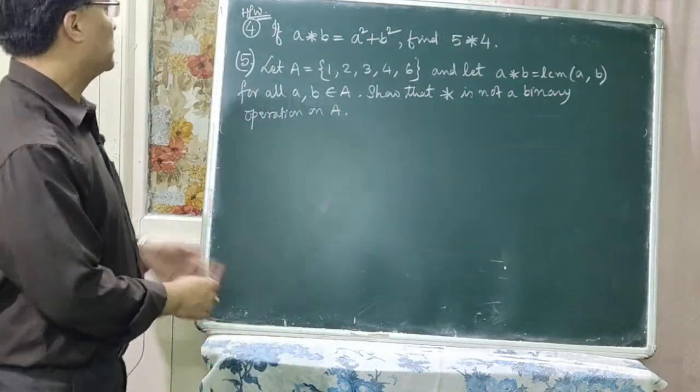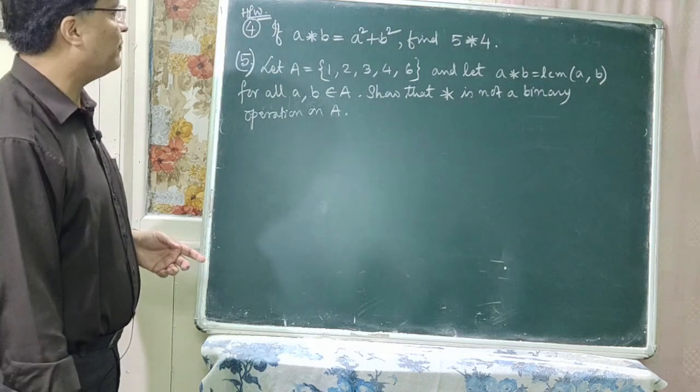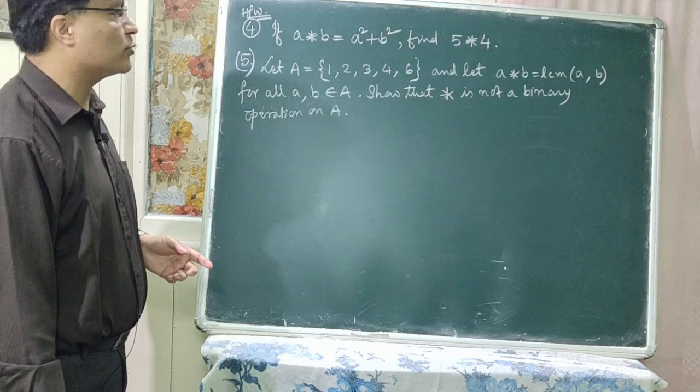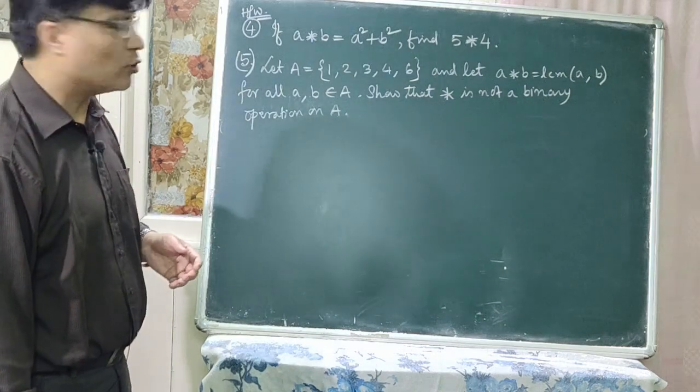So now this question number 4 is your homework. So you can do it yourself. If A star B is equal to A square plus B square, you have to find out 5 star 4. So you can do it at home.